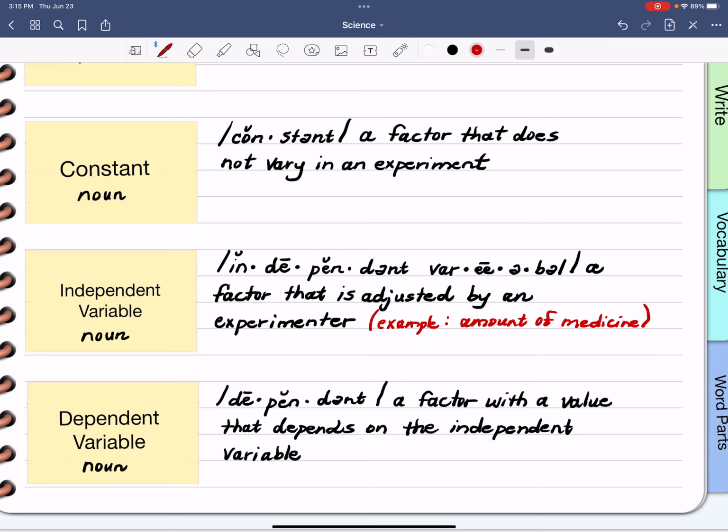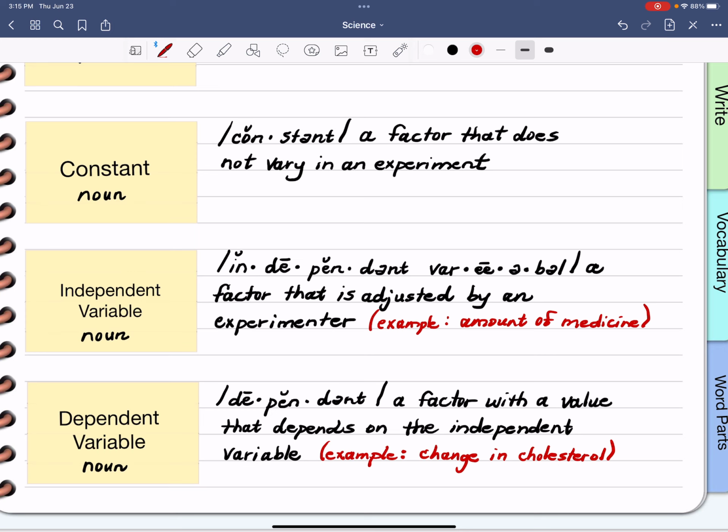The dependent variable is going to be the change in my cholesterol because that depends on the amount of medicine that the experimenter, the doctor, is giving me. So hopefully that will help you with a very practical example. Here's another example.